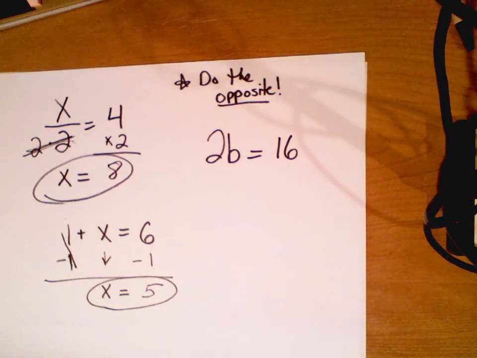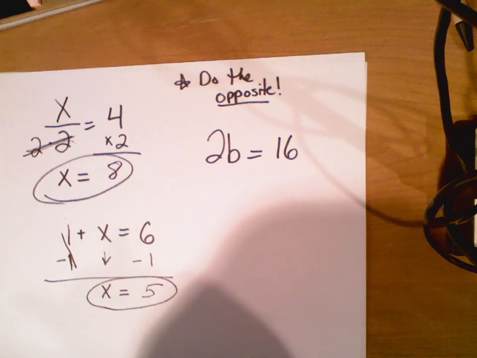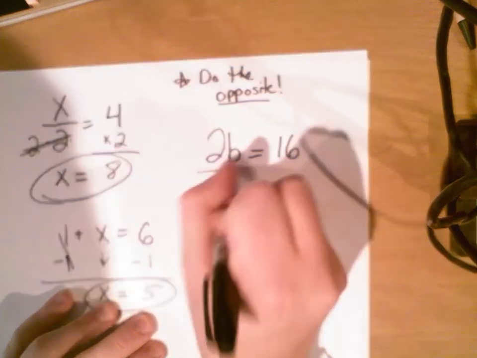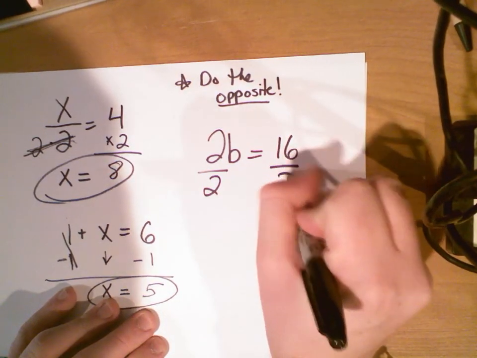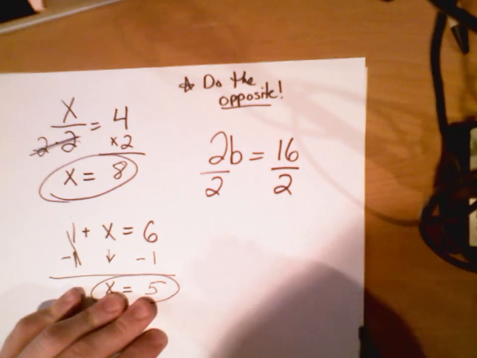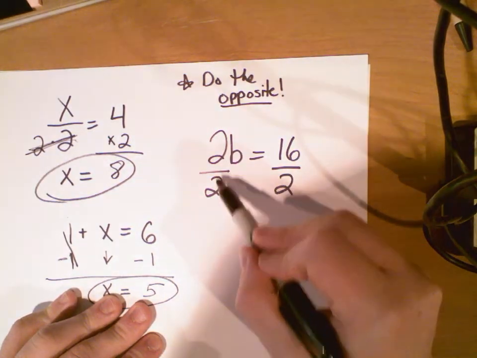Now, in order to solve it, we have to do the opposite of multiplication, which is division. So I'm going to get rid of the number closest to my variable by dividing it. 2, 2. And see how I'm doing it on both sides? Stick to this habit of doing this. And I recommend crossing it out. 2 divided by 2 is 1.